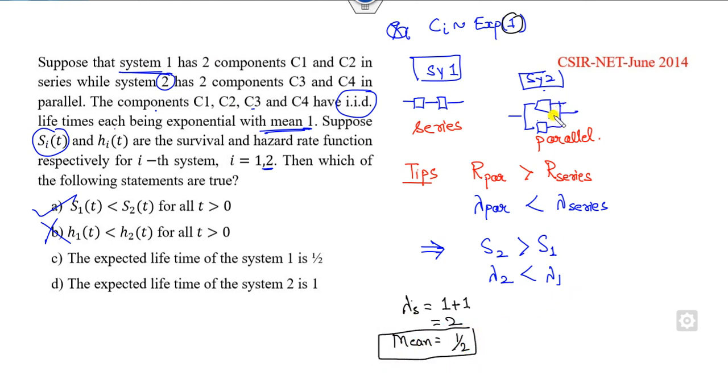Fine. And if you consider the parallel, then I can take this as the simple rule. I varies from 1 to 2 because there are 2 components. So 1 over 1 plus 1 over 2, that means 3 over 2. So the mean is 3 over 2. Correct statement: mean of the parallel is 1? It is not 1. 3 by 2 is the right answer.